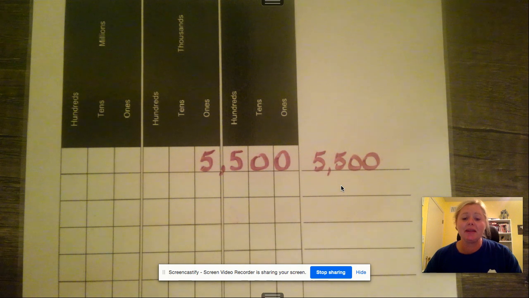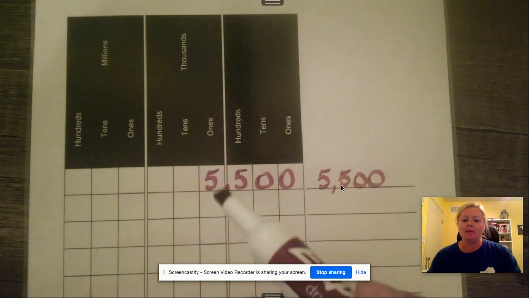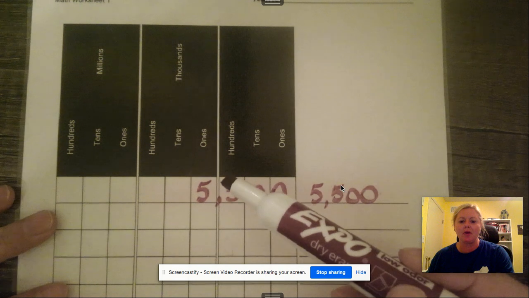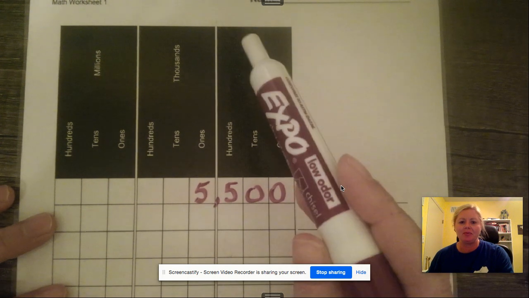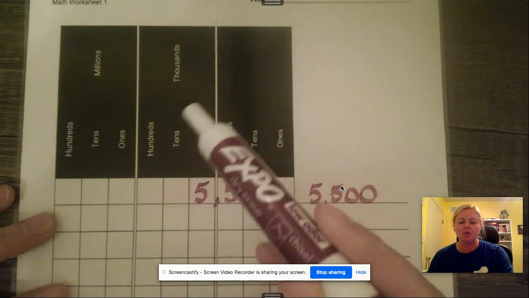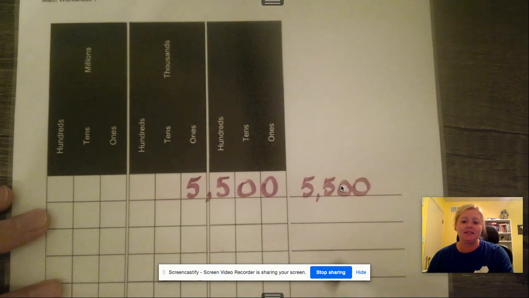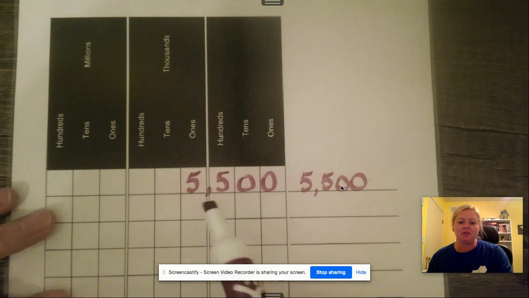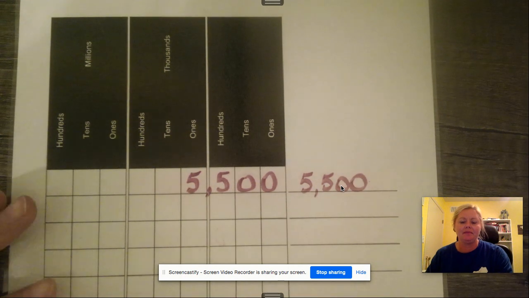Hey guys, today we're going to talk about the relationship between numbers that are written. So when I look at this first number, 5,500, I have my place value chart, so that way I'm lining up. I have my comma that separates the periods of my hundreds, tens, ones, and then my thousands. And I have it written right here, 5,500. What do I think the relationship is between the first five and the second five?